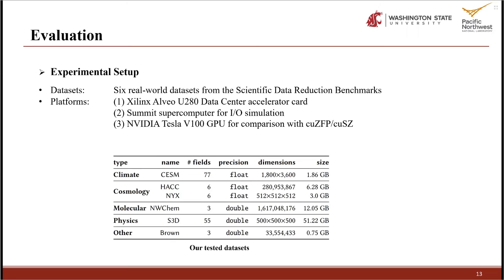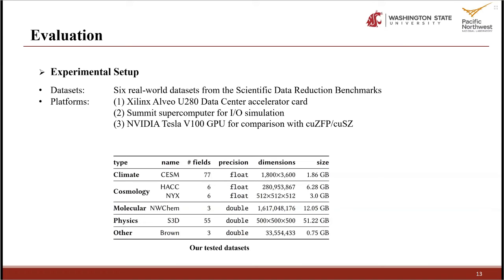Then I'll talk about the experiment setup. The first platform is the Xilinx Alveo U280 data center accelerator card. It has 8 GB HBM2 and 32 GB onboard DDR4 DRAM. The second platform is the Summit supercomputer for IO simulation. We will measure the compression time and the transmission time of compressed data to calculate the speedup. The third platform is the NVIDIA Tesla V100 GPU for comparison with cuSZ and cuZFP.